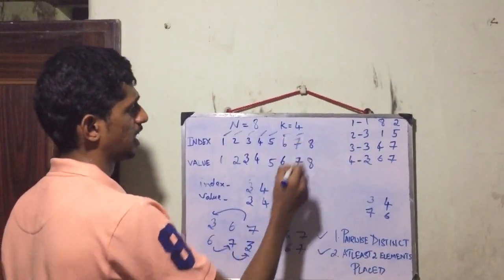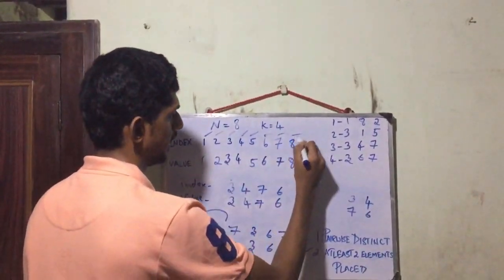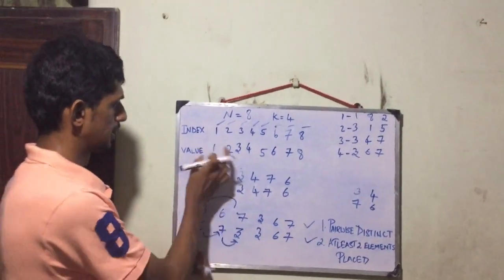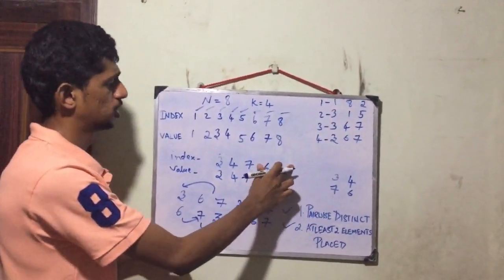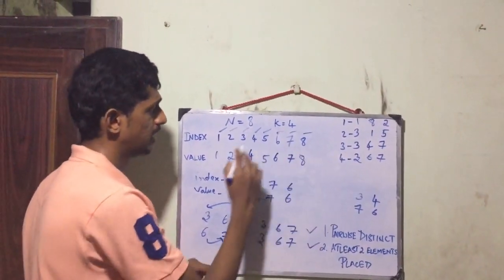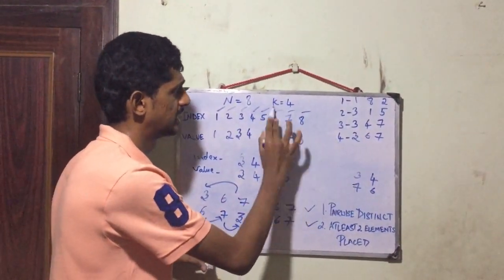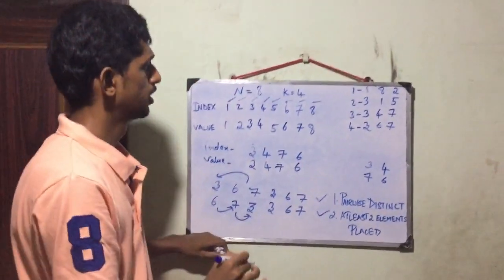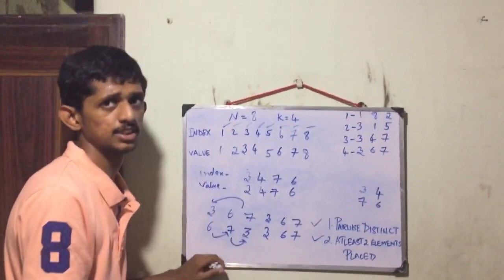Now you go to the 7th element, 7 is placed. 8th element, 8 is placed. Now you can see all the elements are sorted in the increasing order, and we have performed it within k steps, that is within 4 steps. So therefore this is a valid operation.